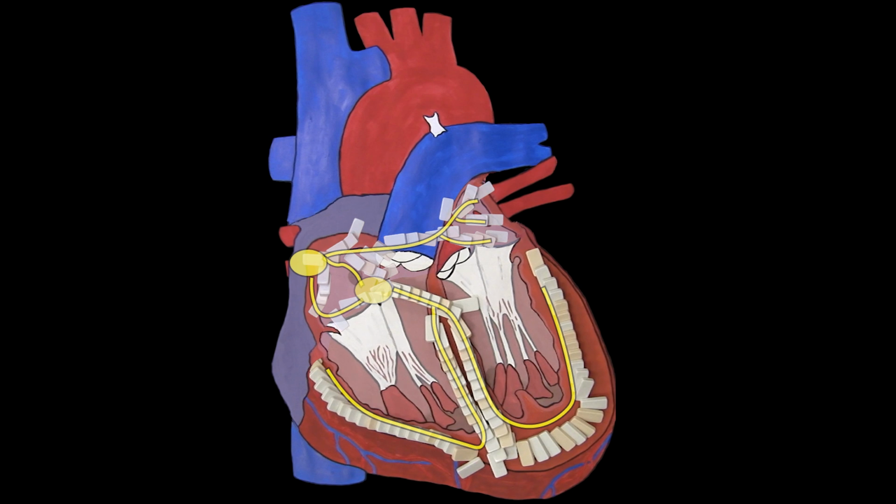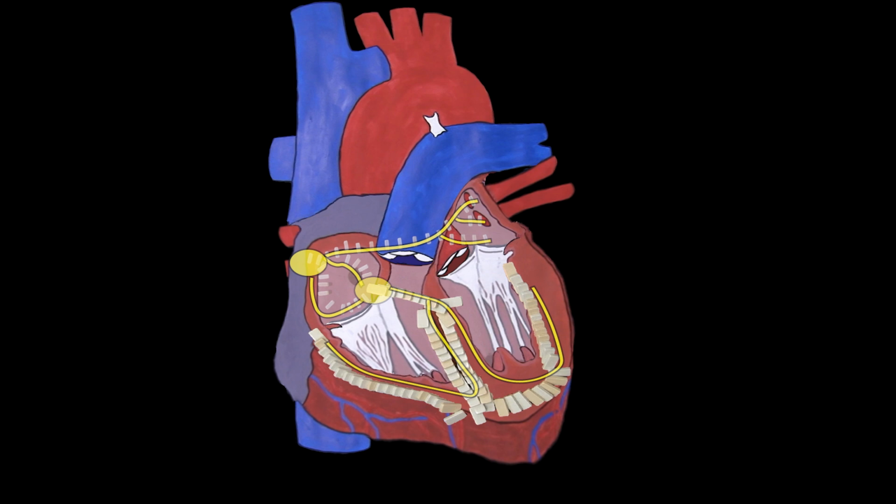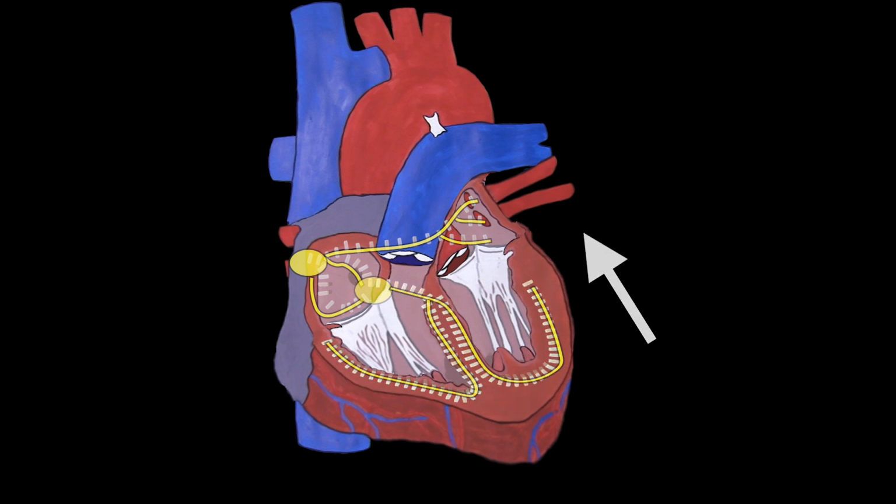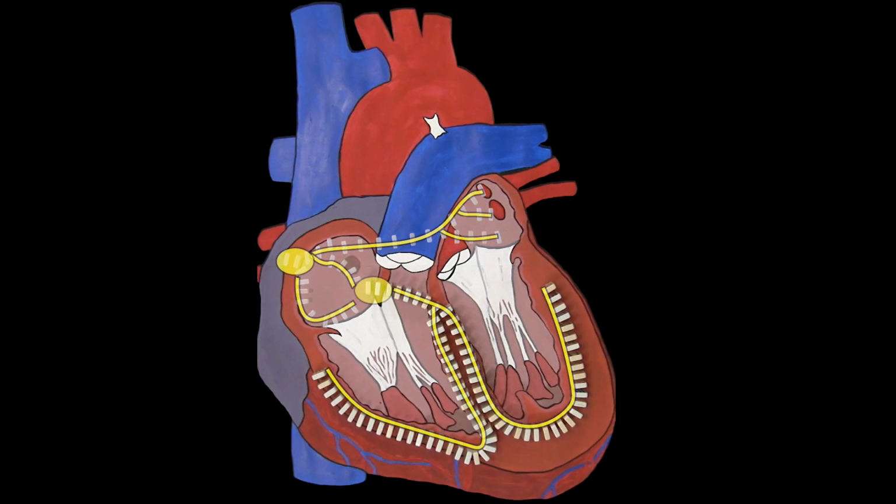Now that the ventricles are depolarized, contraction can begin, forcing blood out of the heart. After they're done squeezing, the cells repolarize, allowing them to relax, reset, and prepare for the next depolarization wave.